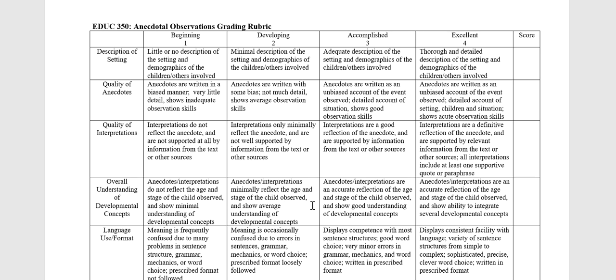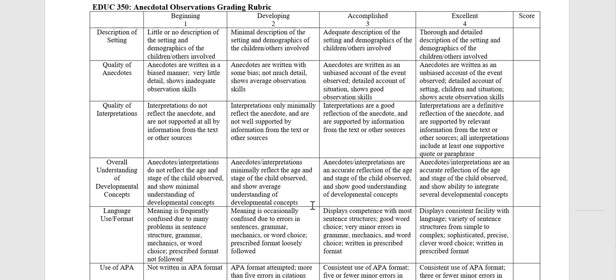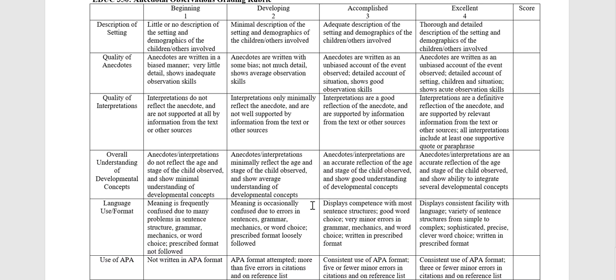So the rubric will be looking at the first two areas are looking at the anecdote, the next two areas are looking at the interpretation, and the last two areas are looking at your language and your APA format. So again, in the anecdote, you need to describe the setting, describe who was involved, and what happened, what you observed. So description of setting, again, did you provide a thorough and detailed description of not only the children, but what was going on and where the event took place? Was it detailed? Was it unbiased?